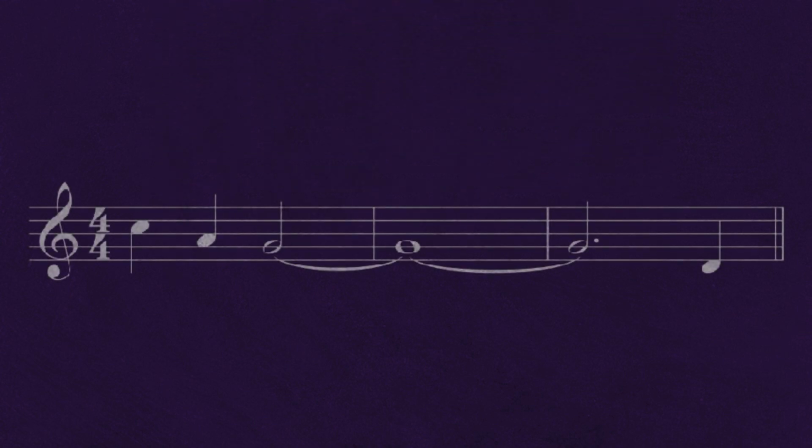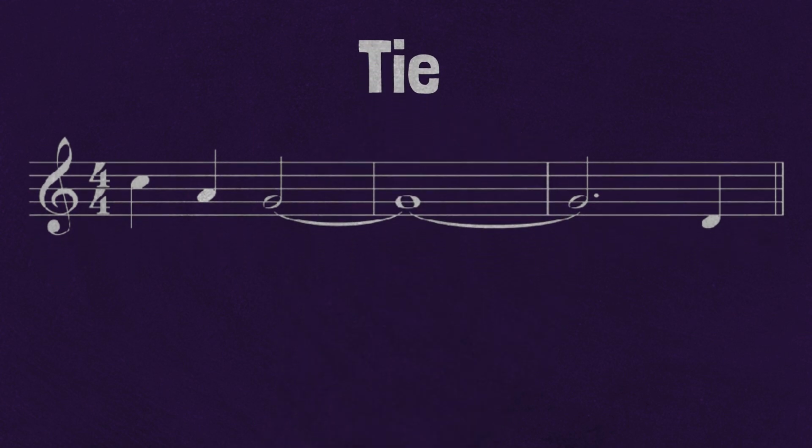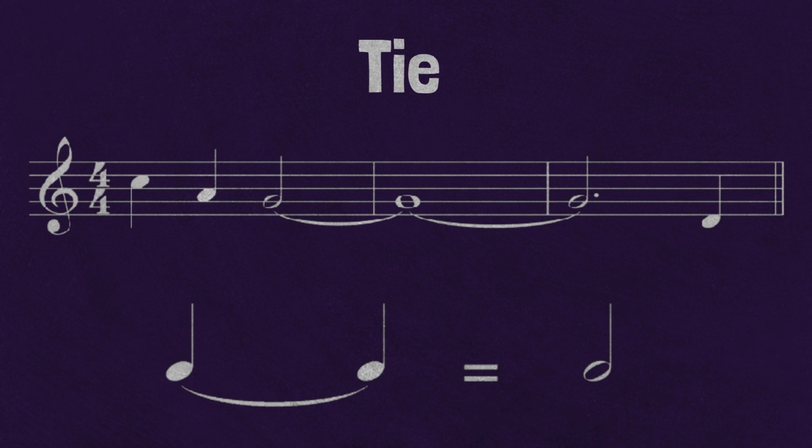On the other hand, a tie is a curved line that connects two notes of the same pitch, indicating that they should be played as a single note with the combined duration of both notes. In other words, a tie extends the duration of a note by adding the value of the tied note to it.